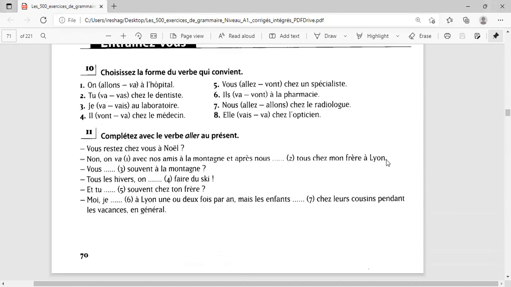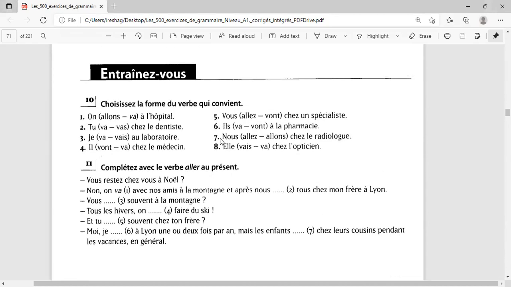Now go to question number 10. You need to underline the correct verb there and complete the blanks in question number 11 with aller conjugations. So you have on va à l'hôpital. We go to the hospital. The meaning of the verb aller is to go. Tu vas chez le dentiste. Chez le dentiste is the dentist's place. You go to the dentist's place.